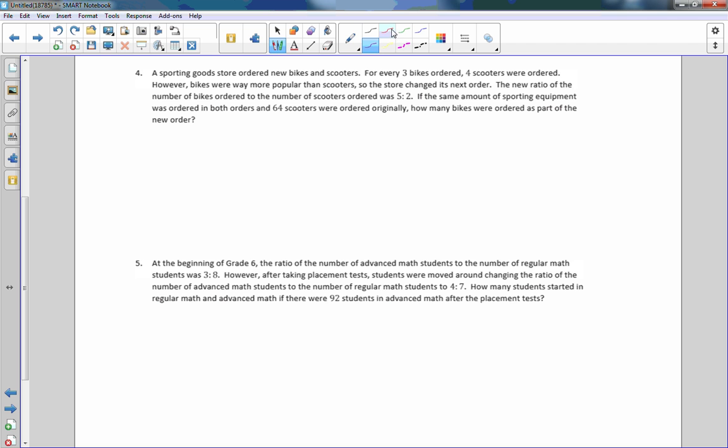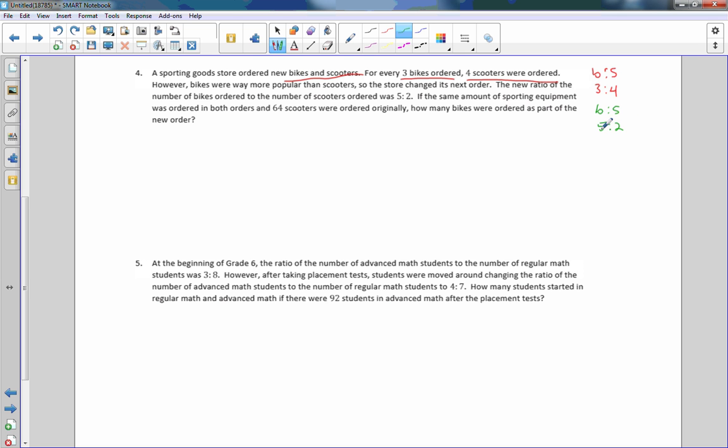Okay, so here we go. Number 4. A sporting goods store ordered new bikes and scooters. For every 3 bikes ordered, 4 scooters were ordered. So bikes to scooters is 3 to 4. However, bikes were way more popular than scooters, so the store changed its next order. The new ratio of the number of bikes ordered to the number of scooters, so now it's bikes to scooters, has become 5 to 2.